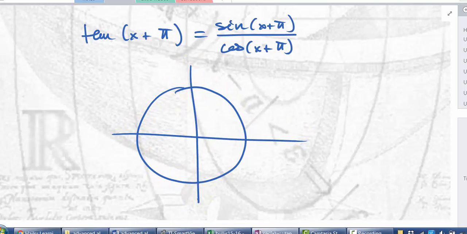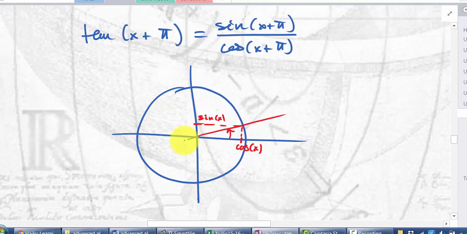Right? Here we go. Let me take a small angle x right here. So this is sine x, and this is cosine x. And let's look at x plus pi. Where's x plus pi? X plus pi is going to be right here, right? X right here plus pi right here. So where's the cosine of x plus pi? It's right here. This is the cosine of x plus pi, and this is the sine of x plus pi.